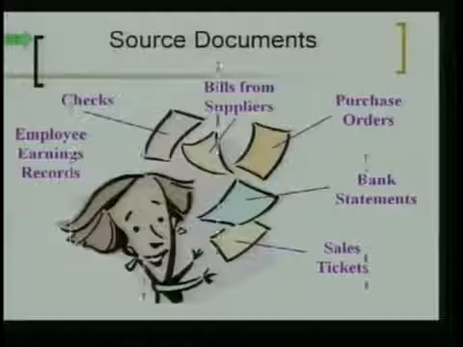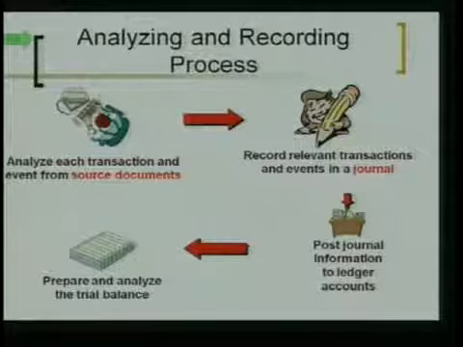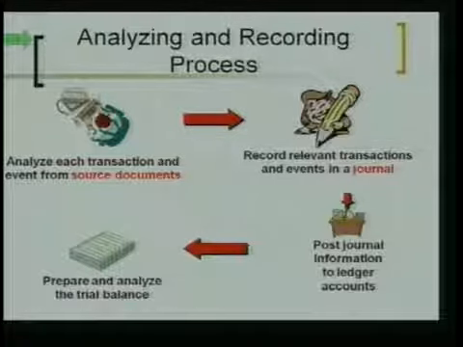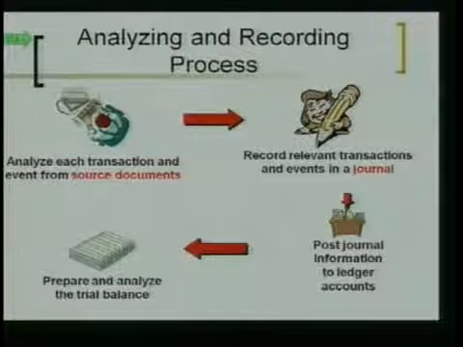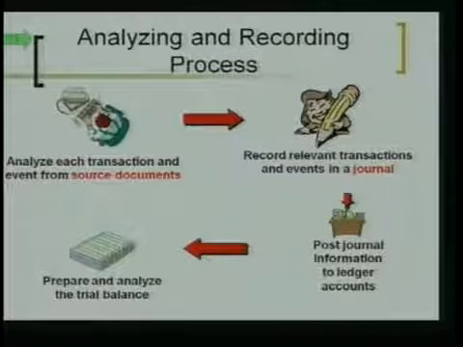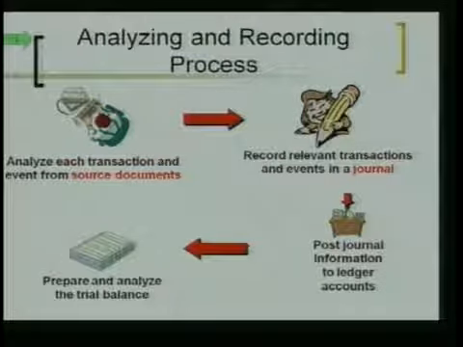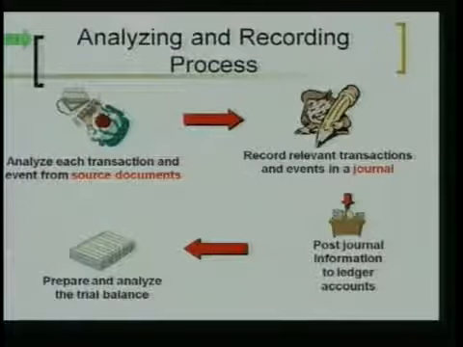But source documents. What we do is we analyze the transactions and events from these source documents, and then we're going to record these transactions in what we call a journal. All right? Then we're going to post the journal to the ledger accounts, and then we're going to learn about preparing and analyzing something called a trial balance. Okay? Now again, this doesn't all make sense right now. There's a lot of terms we haven't discussed, but this is where we're going with this chapter. Cool?